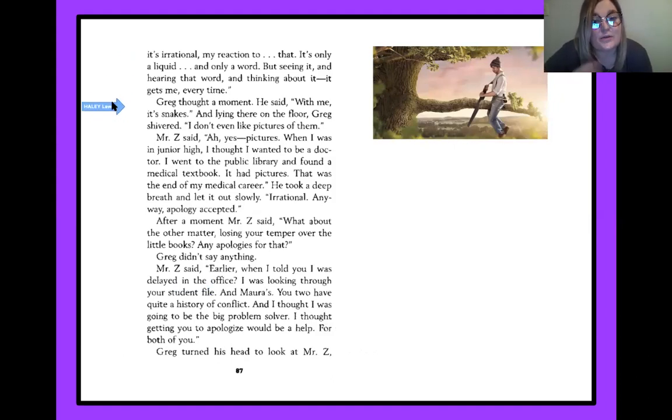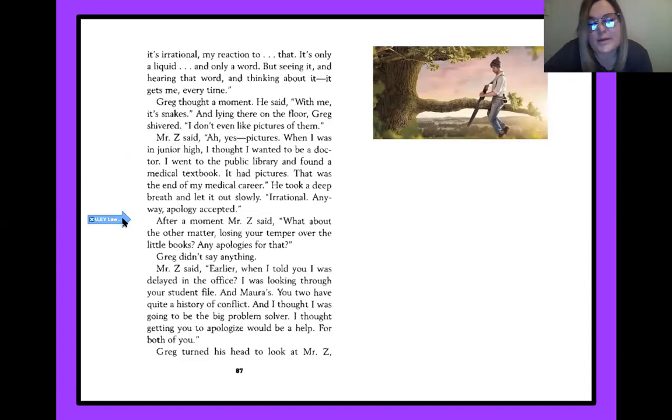He said, with me, it's snakes. And lying there on the floor, Greg shivered. I don't even like pictures of them. Mr. Z said, yes, pictures. When I was in junior high, I thought I wanted to be a doctor. I went to the public library and found a medical textbook. It had pictures. That was the end of my medical career. He took a deep breath and let it out slowly. Irrational. Anyway, apology accepted.